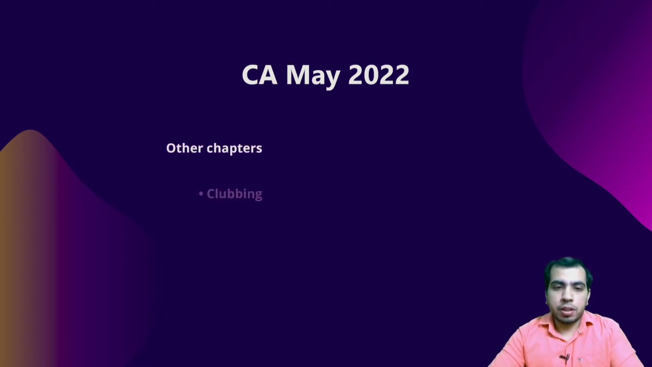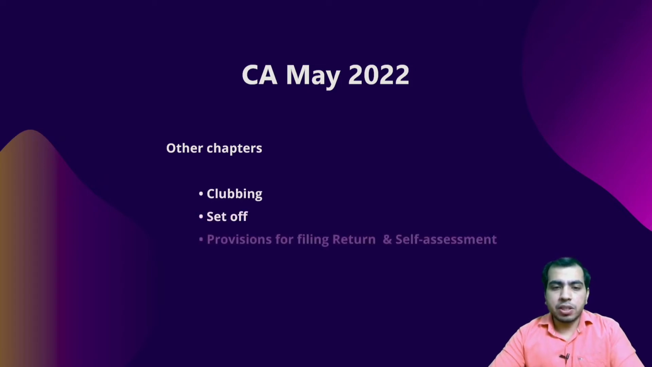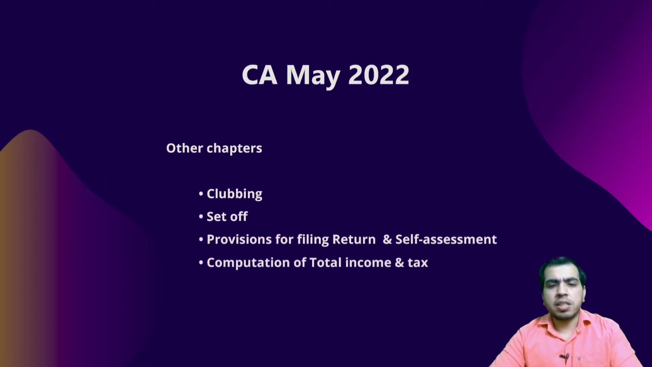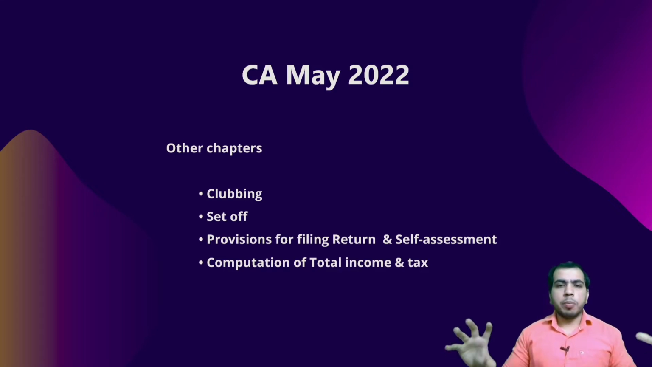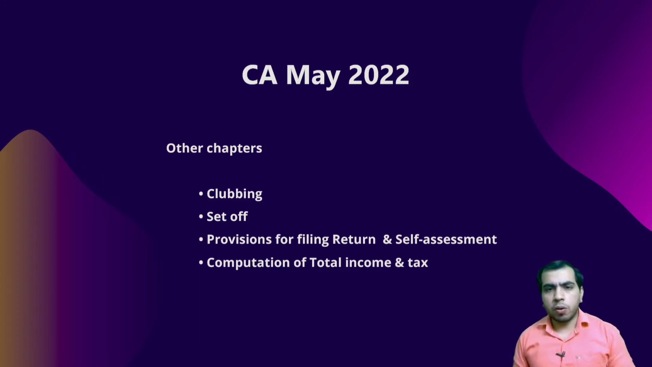And the next thing I would say is, or the next category is of other chapters. Now, what do other chapters mean? Other chapters simply consist of chapters like clubbing, set off, provision for filing return, and self-assessment, computation of total income and tax. Now, computation of total income and tax is definitely a combination of all the concepts. लेकिन clubbing है, set off है, provisions for return filing and self-assessment. All these chapters are important, but still they do not form the core part of direct tax.